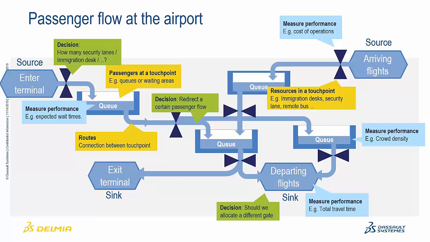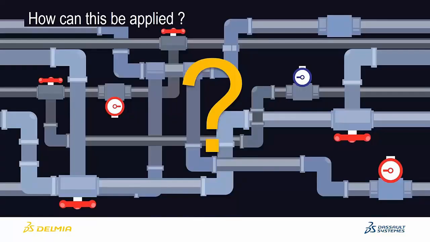Or should I use different routes? So maybe I send some service agents into the terminal to redirect passengers, to force them into a different part of the flow. So the flow model, it's about taps, it's about pipes, it's about measurements. How can we apply this then in our day-to-day operations?